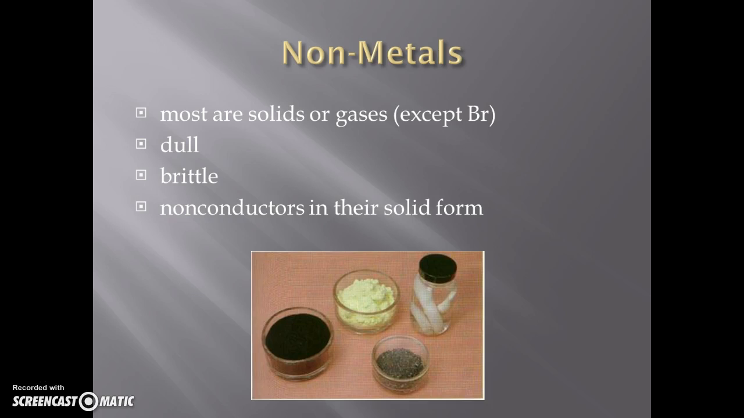Non-metals, you'll find them on the right-hand side of the periodic table, a much smaller section of the periodic table. But most are solids or gases, except for bromine, which is a liquid. They're dull, brittle, but they do not conduct electricity or heat in their solid form as metals do.